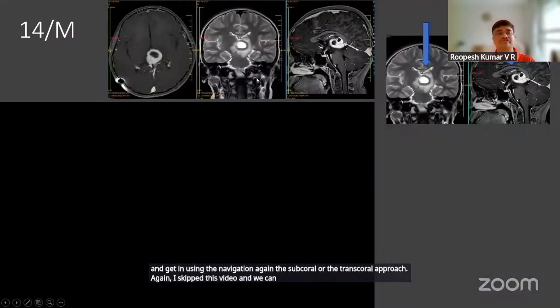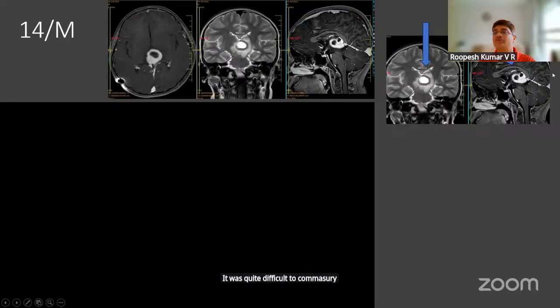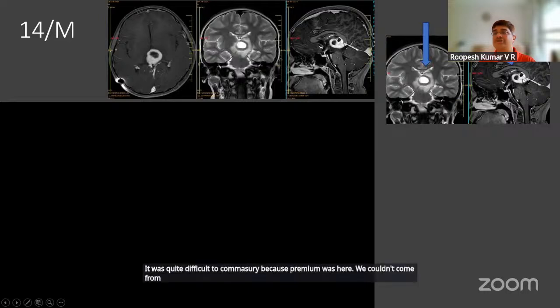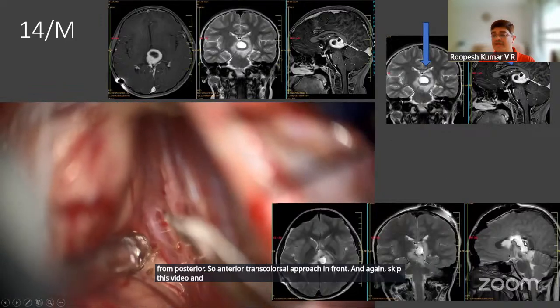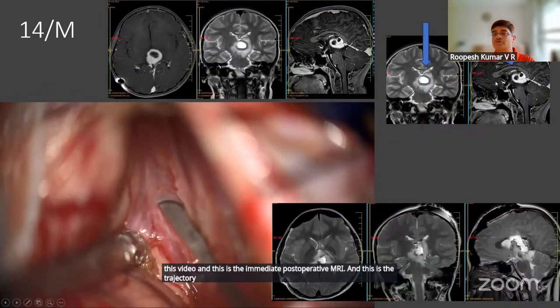And this is again a similar example of a large tumor. We went with the same approach. It was quite difficult to come either way because the splenium was here. We couldn't come from posterior, so anterior transcallosal approach in front. And again, I skipped this video. And this is the immediate postoperative MRI, and this is the trajectory, as you see, that this lesion could be completely removed.